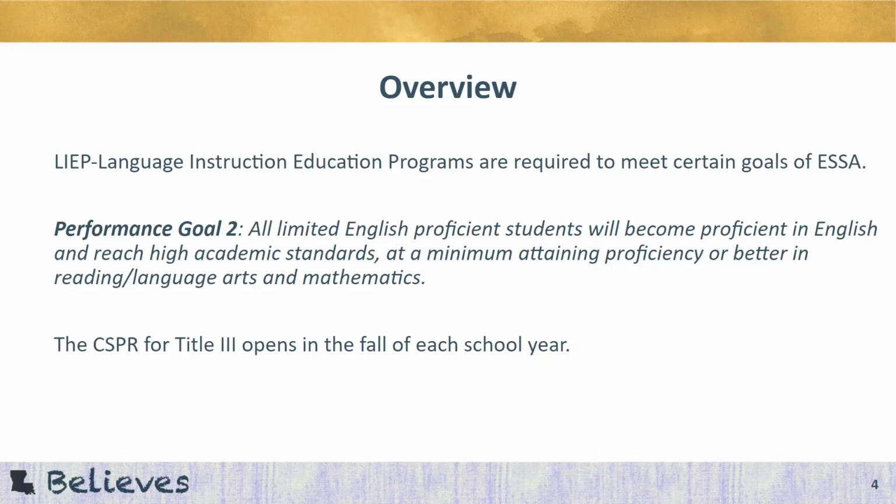So all limited English proficient students will become proficient in English and reach high academic standards, at a minimum attaining proficiency or better in reading, language arts, and mathematics. So that is one of the goals of ESSA. It is the reason why there are now separate accountability measures for ELs, why there's more emphasis on ELs, and why certain funding that was originally part of Title III has been rolled into Title I, because I think every one of our public school systems in Louisiana receives Title I. So that was a good thing, right? Where you have to have a certain amount of ELs enrolled in order to receive Title III. So we were kind of happy when they rolled a lot of stuff over to Title I, because it makes it more accessible to more school systems in the country as well as in our state.